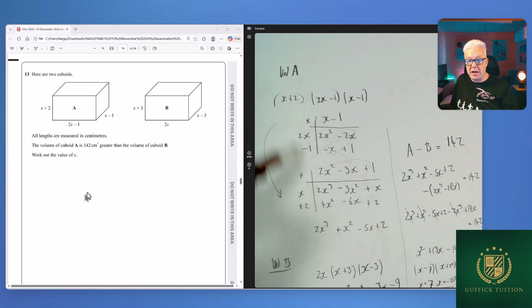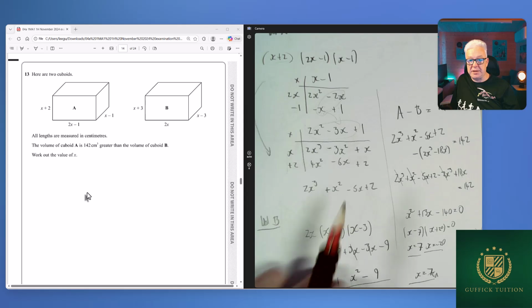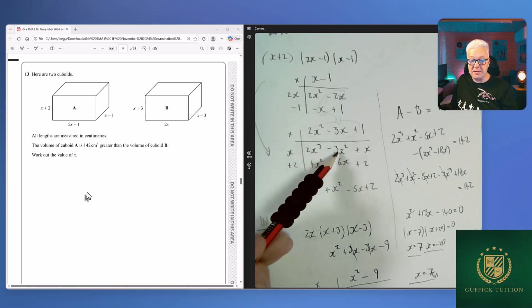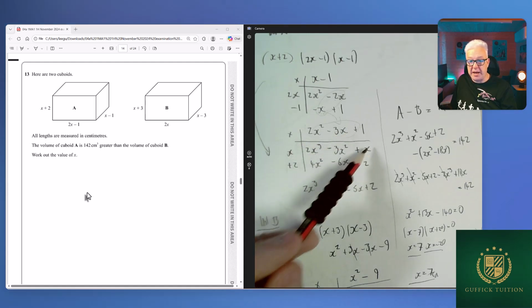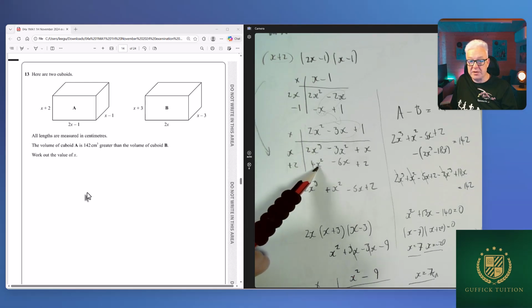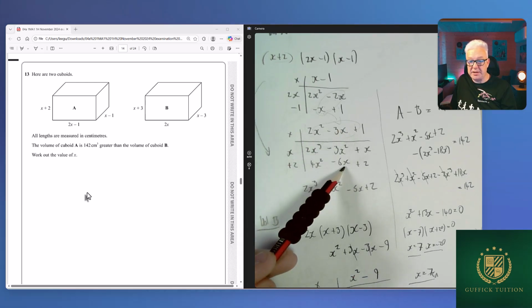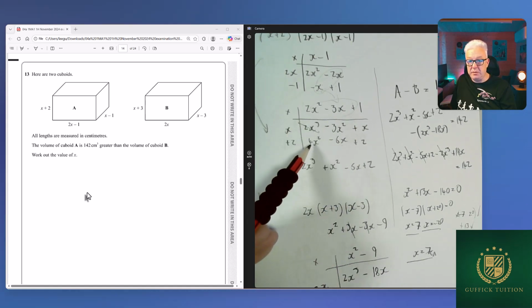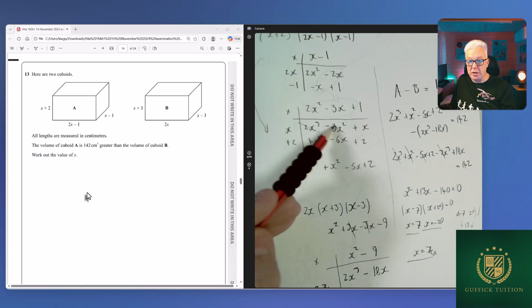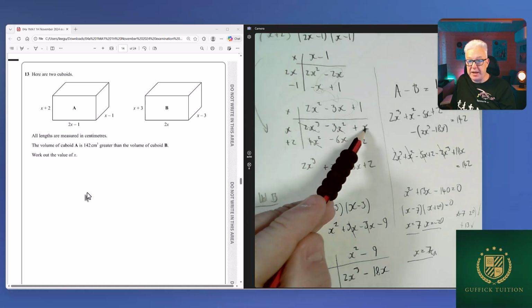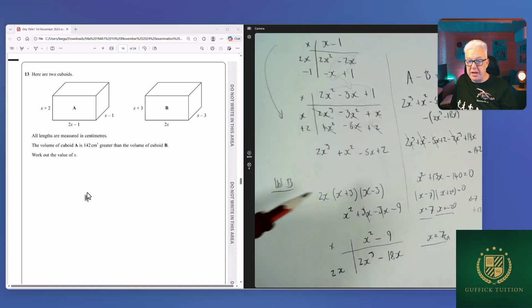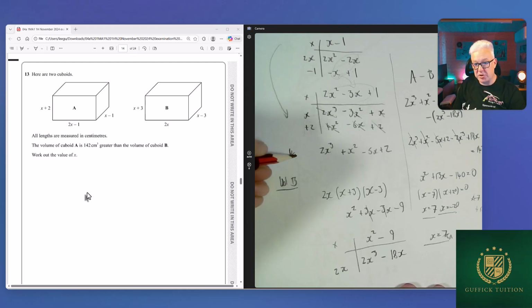I then write the other bracket down the side of it and work out what that is. So x times 2x squared is 2x cubed. x times minus 3x is minus 3x squared. x times 1 is x. 2 times 2x squared is 4x squared. 2 times minus 3x is minus 6x. 2 times 1 is 2. Collecting like terms, 2x cubed. 4 take away 3 is just 1, so 1x squared. Minus 6 add x is minus 5x, and then plus 2 on its own on the end. So that is our volume of A expression.